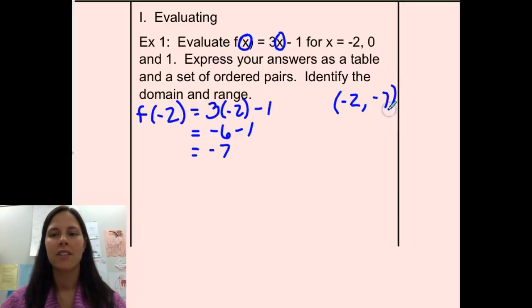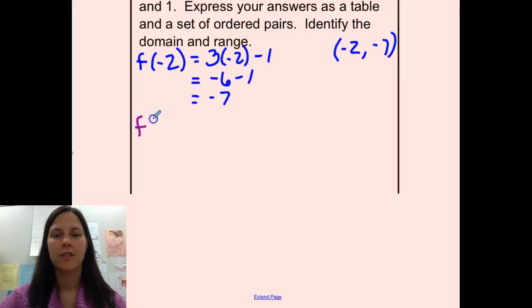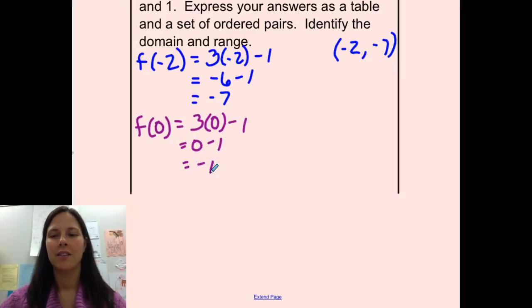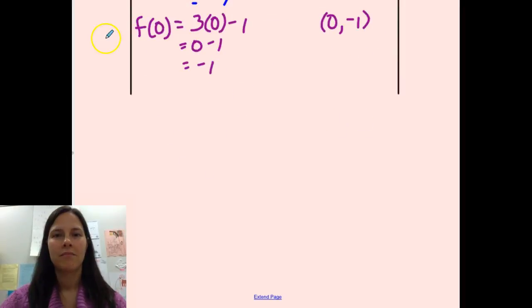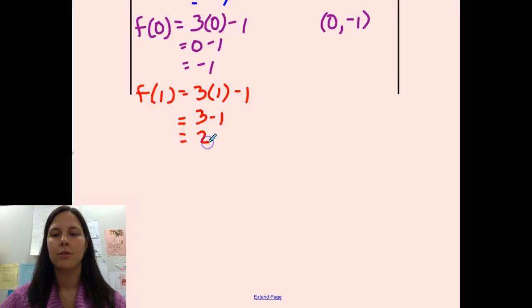The next value we're asked to evaluate is 0, so I'm going to replace x with 0 everywhere that I see it in the equation. 3 times 0 is 0, and 0 minus 1 is -1. So my ordered pair would be my x value is 0, and I got a result, or an f of x value, of -1. And the last value I was asked to evaluate was 1, replacing x with 1 on both sides of the equal sign. We get 3 times 1 is 3, minus 1 is 2. So my ordered pair, I put an x value in of 1, and I got an output of 2.